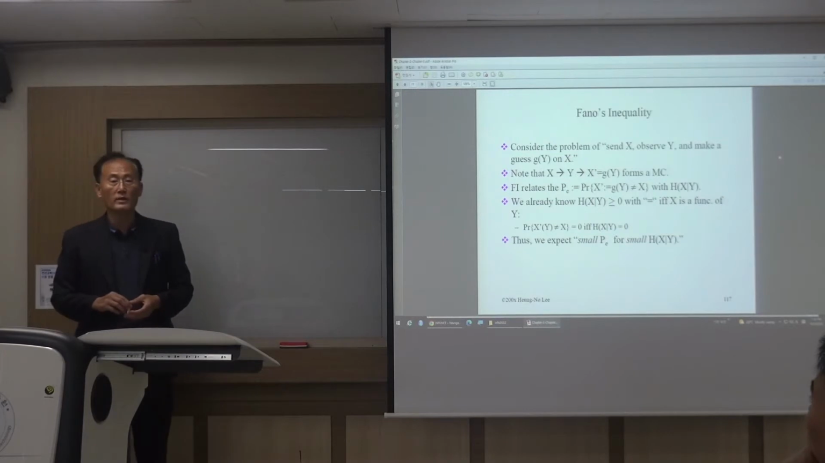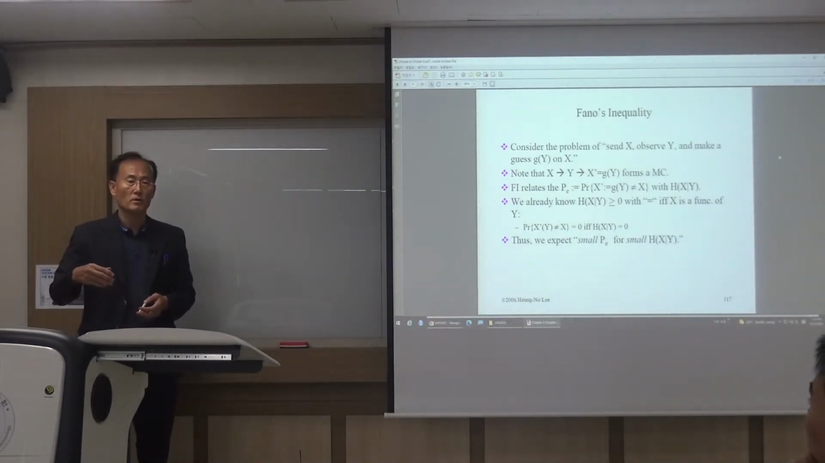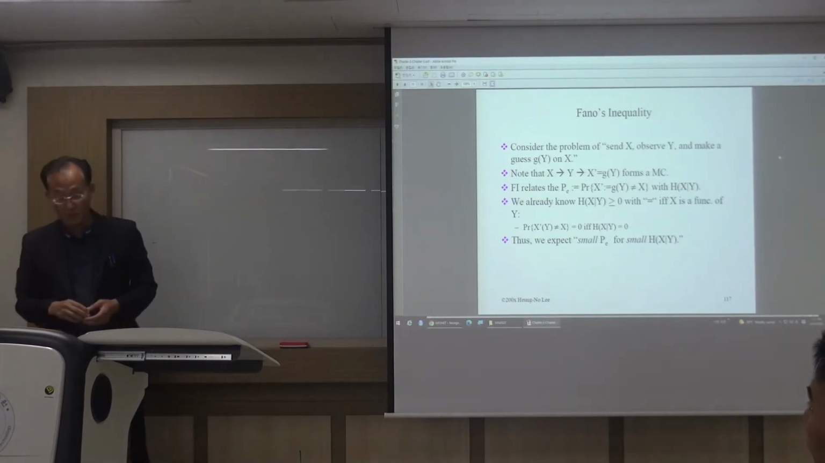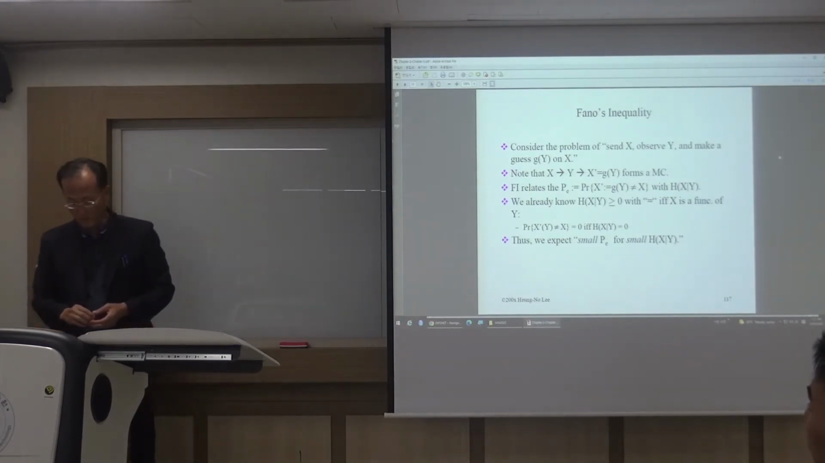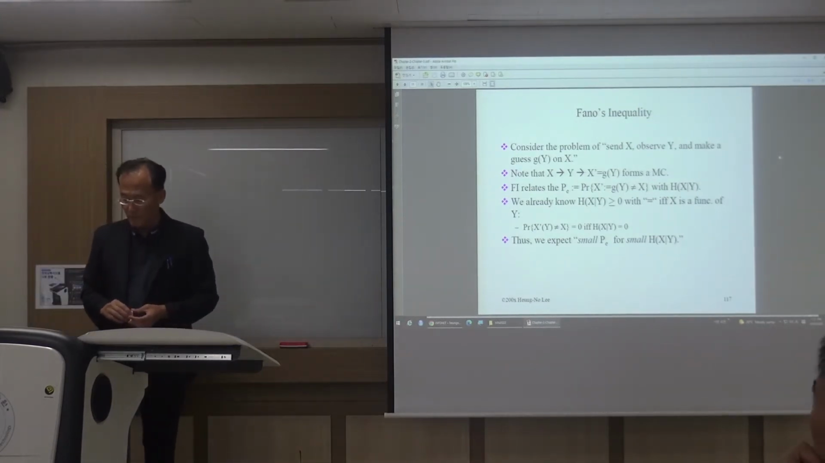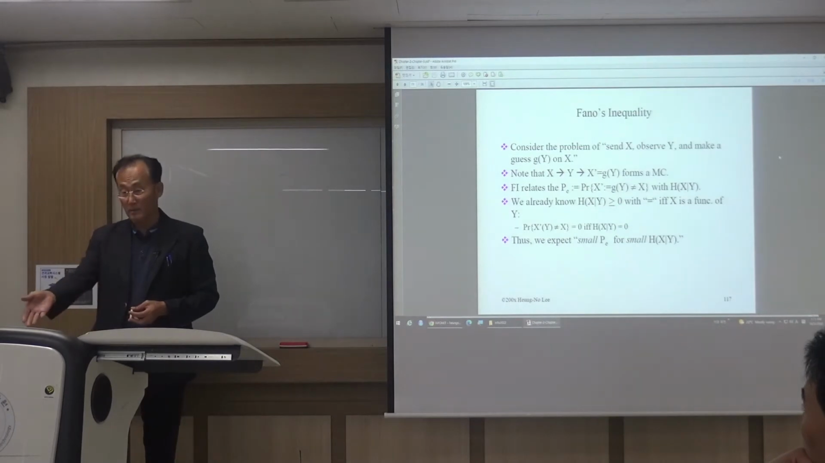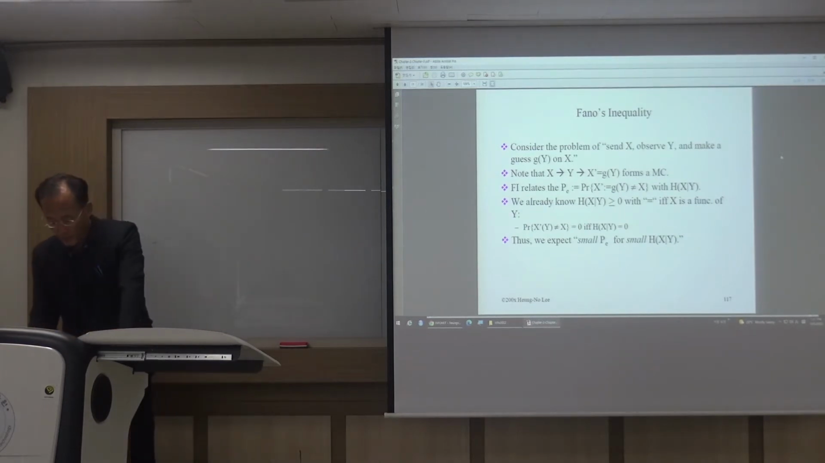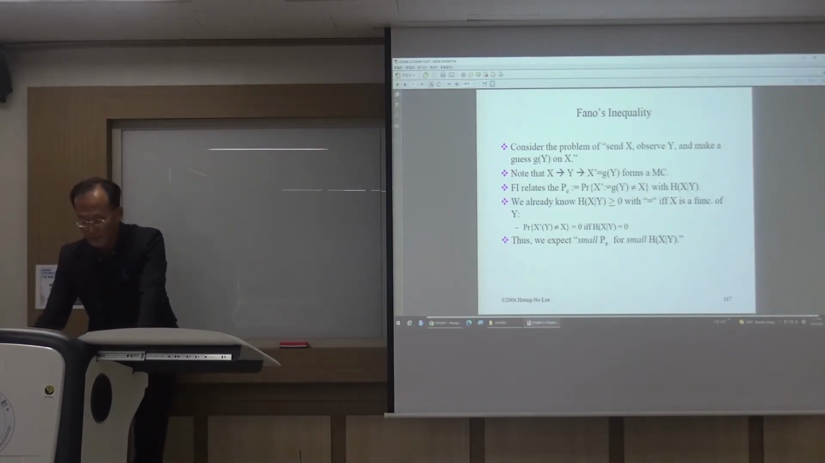In channel coding theory, when we want to prove the theorem, this one is used there. So it is very important. And then I believe, in the era of machine learning, classification, and so on, this type of inequality will also be very useful. Okay? It will provide a fundamental bound. That's why it is important.